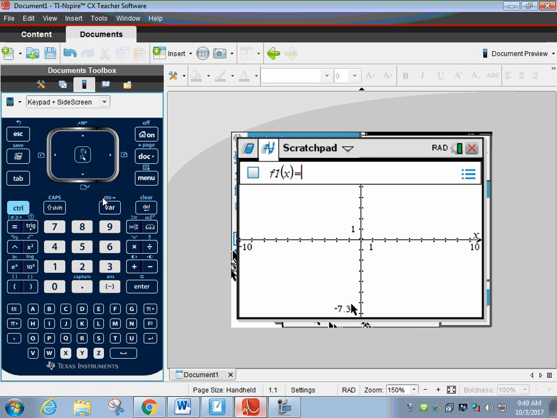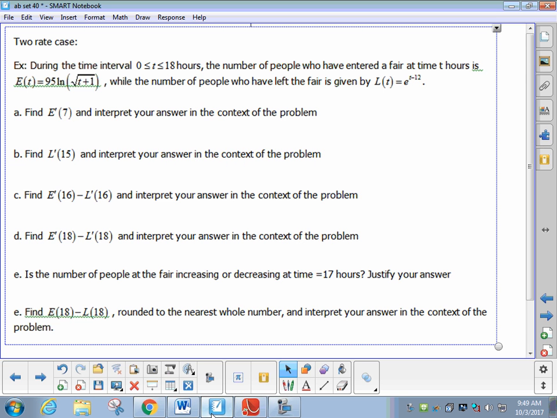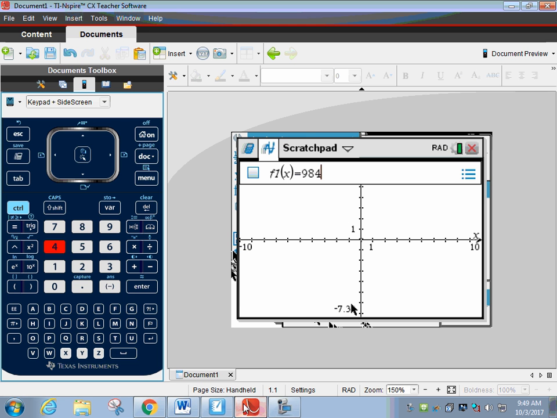I can't remember what that was anymore. What was 95 log of root t plus 1. 95. Okay.